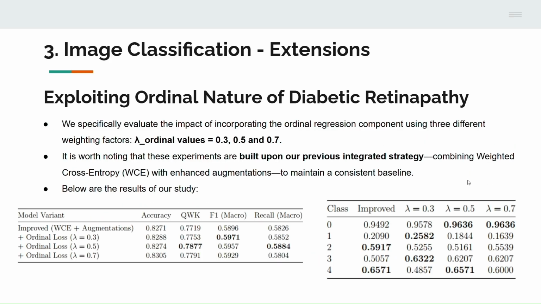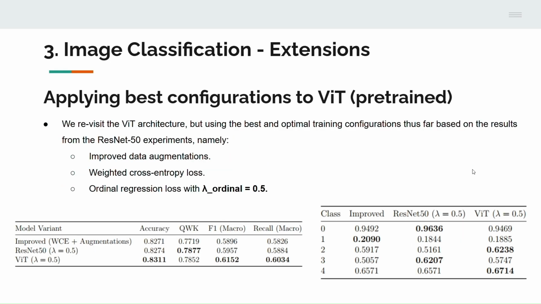So we specifically evaluate the impacts of incorporating the ordinal regression using 3 different weighting factors, 0.3, 0.7, and 0.5. So below are the results of the experiments. You can see that the model trained with lambda 0.5, or a balanced loss function between ordinal and cross entropy, far outperforms the other models in terms of QWK score, and it also has the most balanced per class recall score. Next, we revisit the ViT architecture, but now we train using the best and optimal training configurations thus far. So the results are shown below, and even though the ViT achieves a slightly lower QWK score than the ResNet50 one, we can observe that all other metrics outperform the ResNet50 variants.